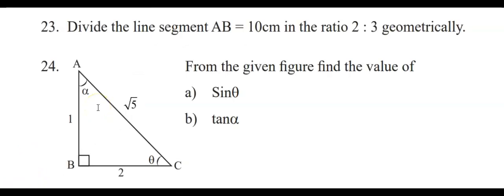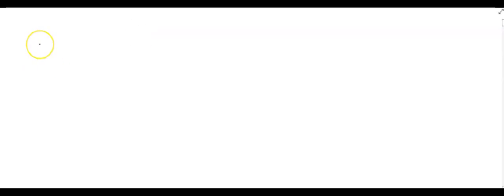Next question. Divide the line segment AB equal to 10 cm in the ratio 2:3 geometrically. Let me solve this problem. See children, how to solve this problem. Question number 23. What they have given, draw a line of length 10 cm. First you draw a line of length 10 cm. Let me give the name as A and B. AB is the line of 10 cm.